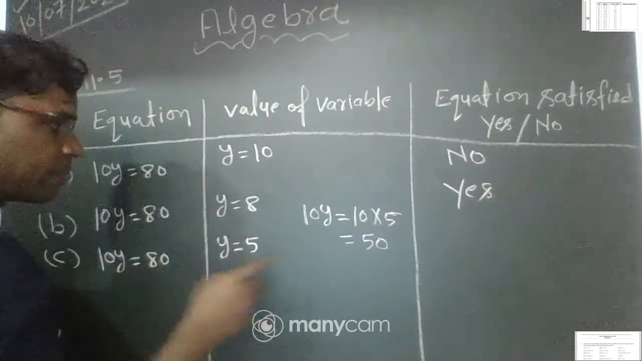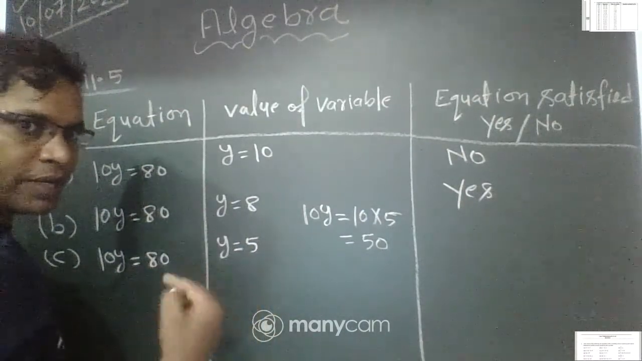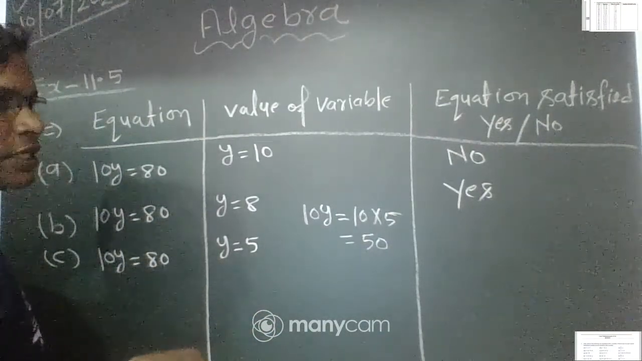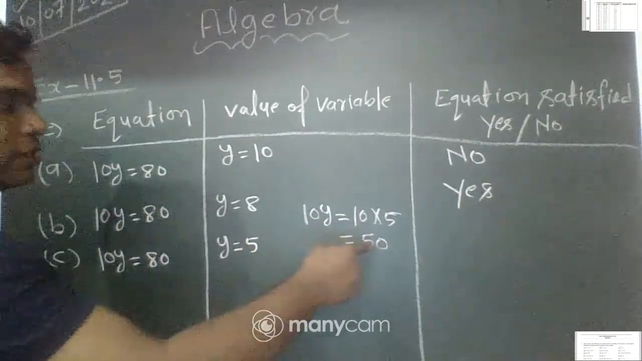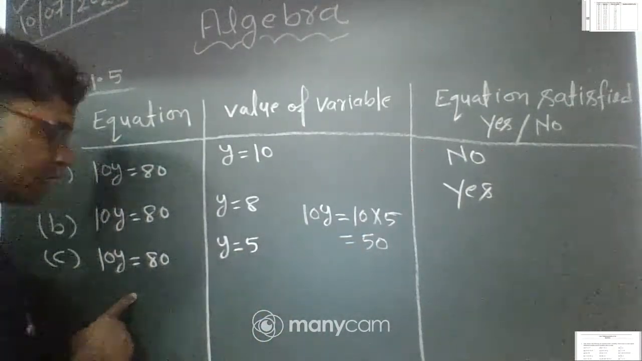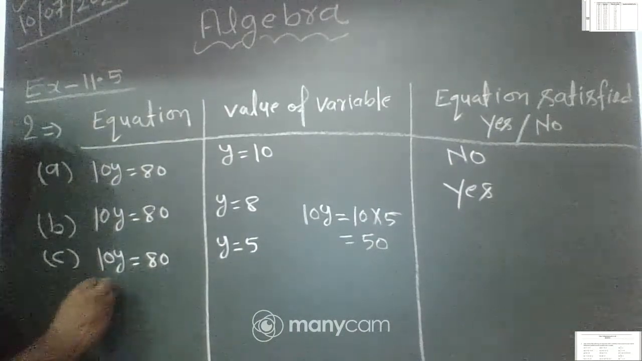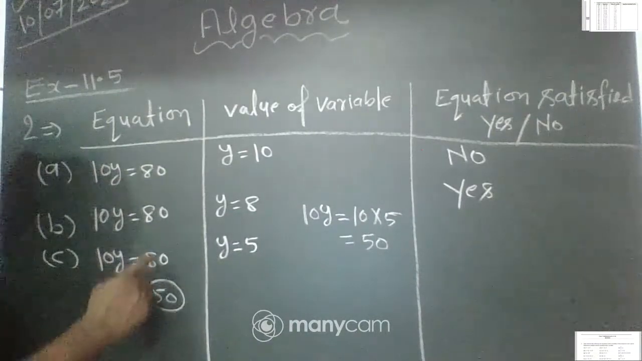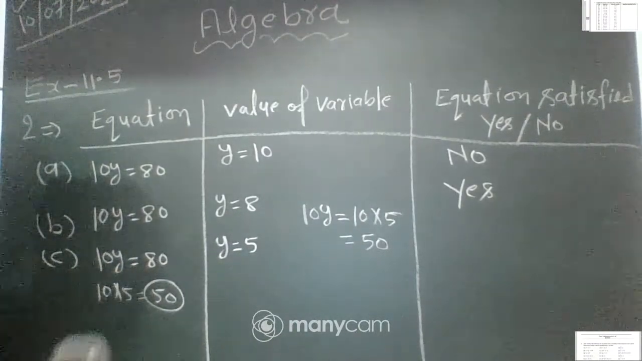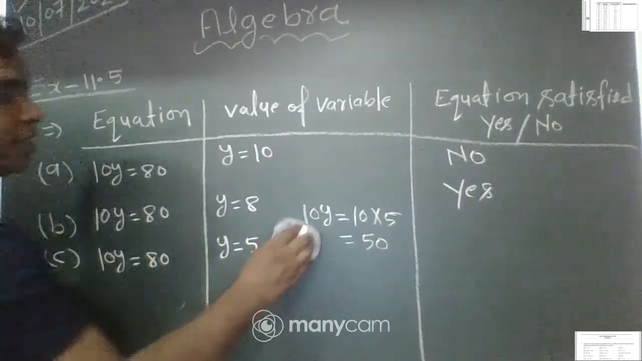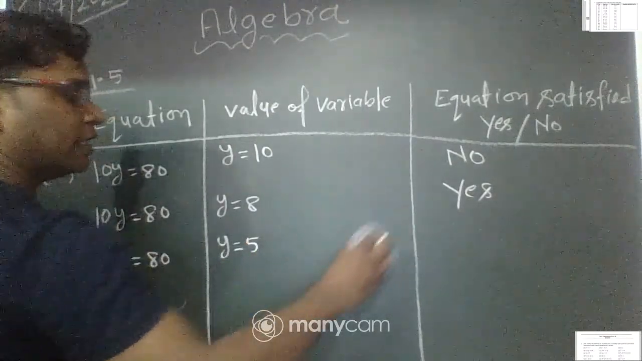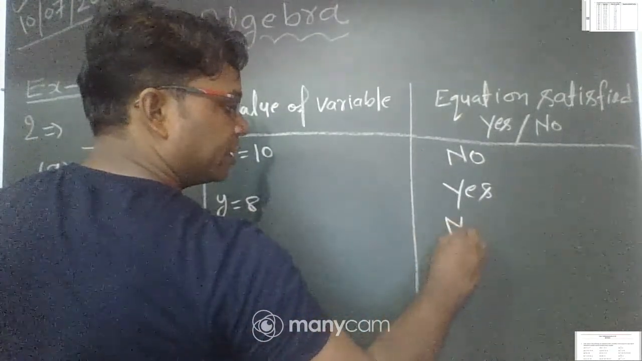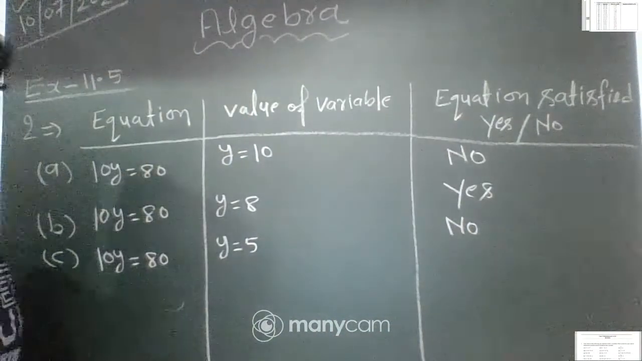If you put the value of y in left hand side, and this is equal to right hand side, then you can say the equation is satisfied. But here the equation is not satisfied, because if you put here 10 into 5, this is 50. Okay, not equal to 80. So you can write here no, because the value of y is equal to 5 does not satisfy the equation. You write here no. Clear?